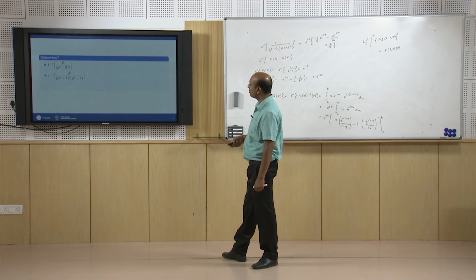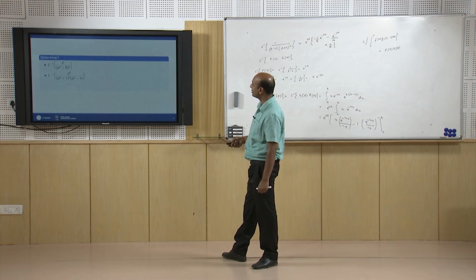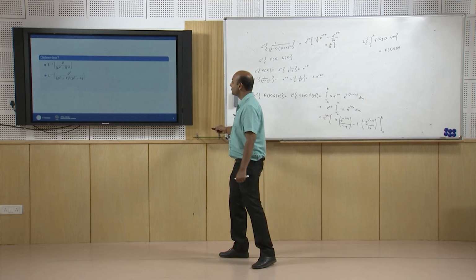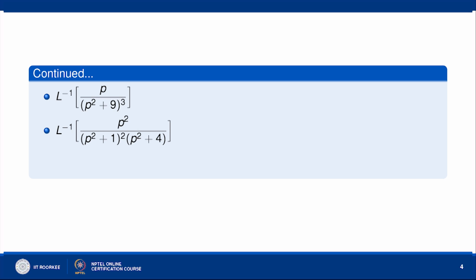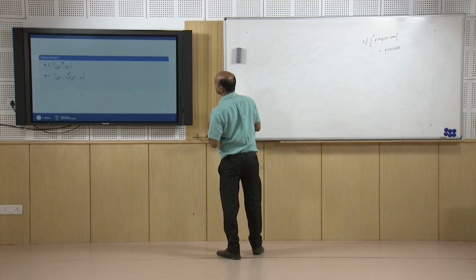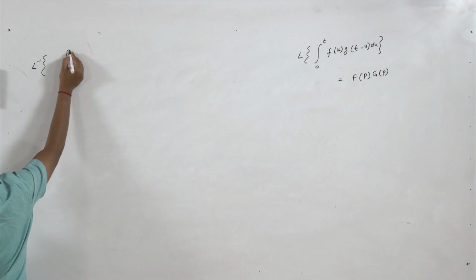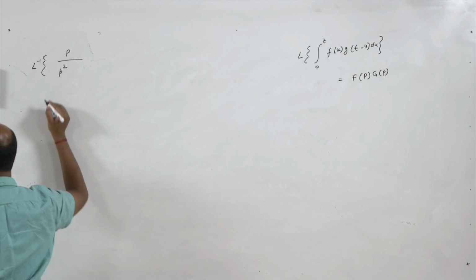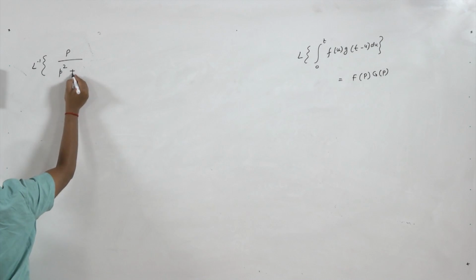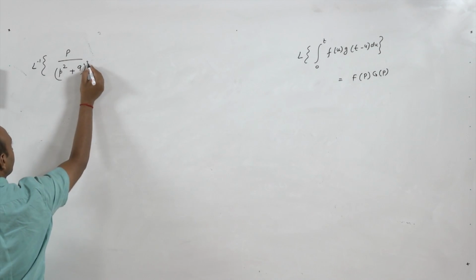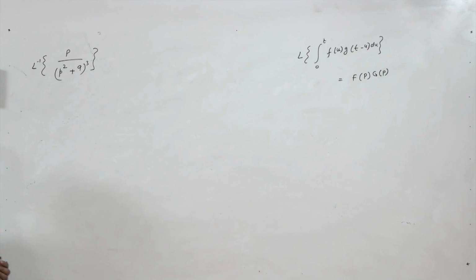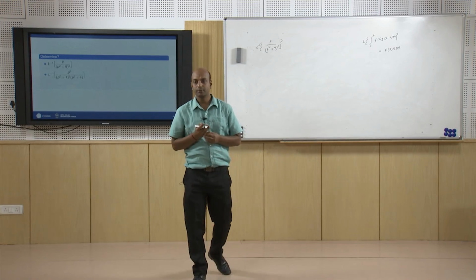Now, let us see some more problems based on convolution theorem, which otherwise is very difficult to actually find out. Okay. So, let us see Laplace inverse of these functions also using convolution theorem. So, what is the first problem? Let us see Laplace inverse of p upon (p square plus 9) whole cube. Now, how to find Laplace inverse of this expression?